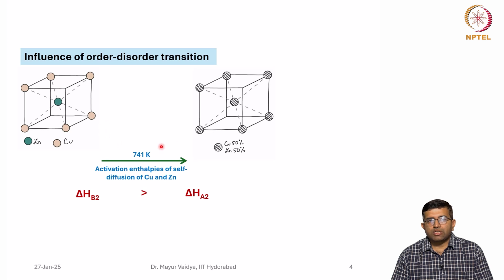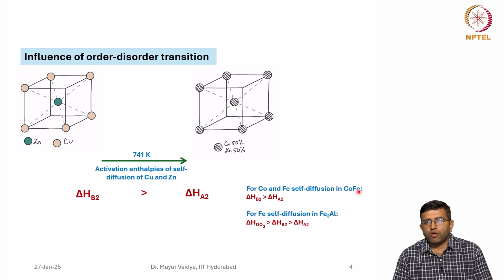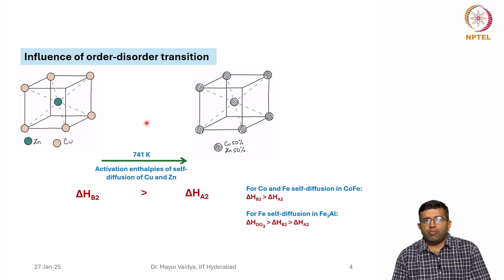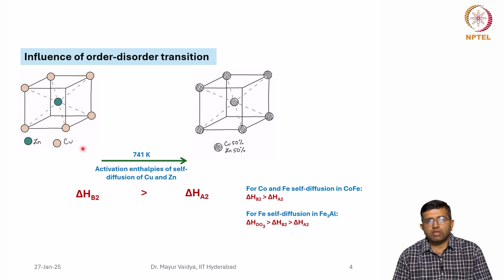This kind of transition leads to a change in the activation enthalpy. Here delta H represents the activation enthalpy of self diffusion of copper and zinc in these two structures, and the delta H in the ordered structure, the B2 structure, is more than the delta H in a disordered structure. Similar behavior has been observed for cobalt iron alloy, and for iron self diffusion in Fe3Al. So when the ordered structure becomes disordered, the activation enthalpy decreases, and you will have a higher diffusion coefficient.